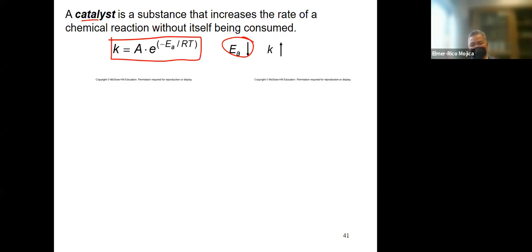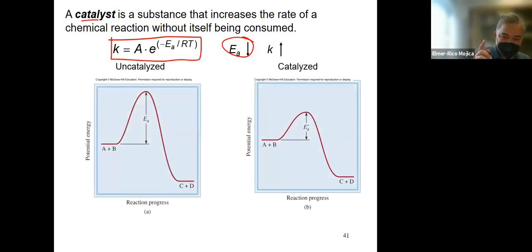So when you have a catalyst, you have an alternative pathway. You have a different reaction mechanism. And if you're going to look at this, I want you to change the one that you have here. Because if you're going to compare an uncatalyzed and a catalyzed transition state, the catalyzed one would have a lower activation energy. But I think in your thing here, it's the other way around. So this is the catalyzed one, wherein the activation energy is less compared to the one that is not catalyzed.